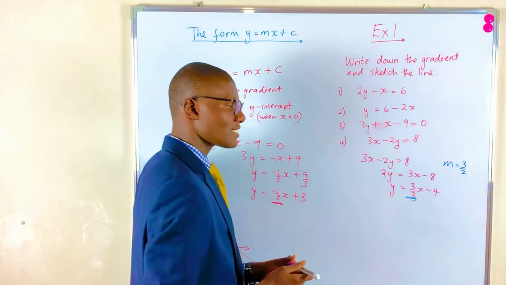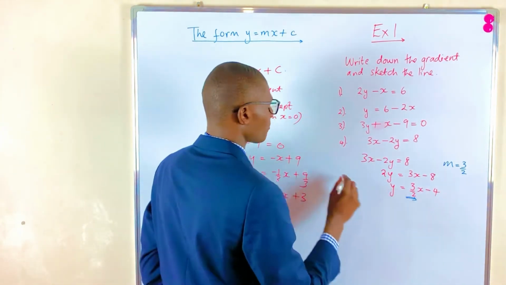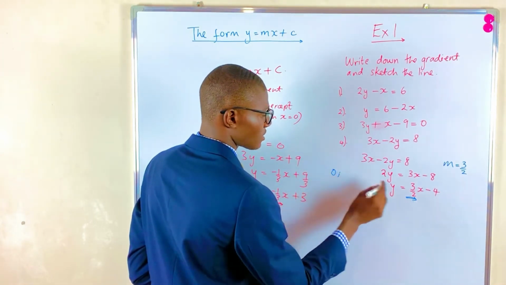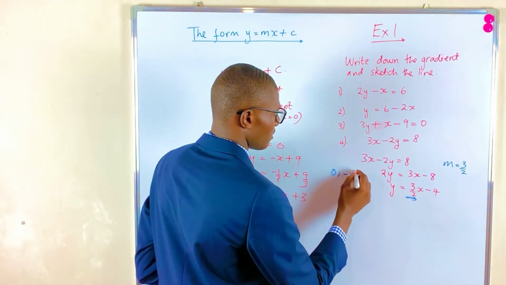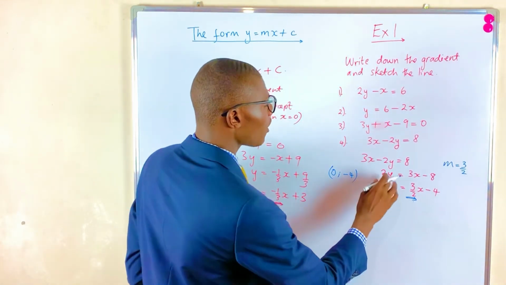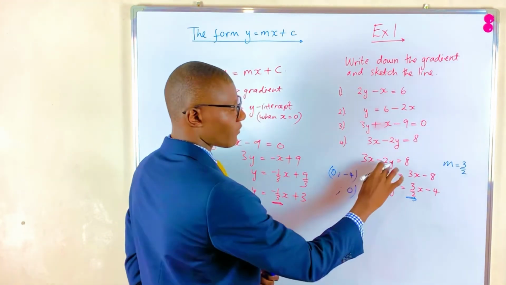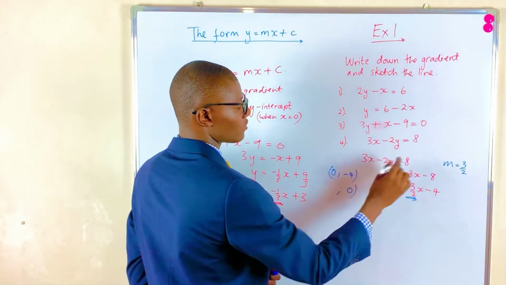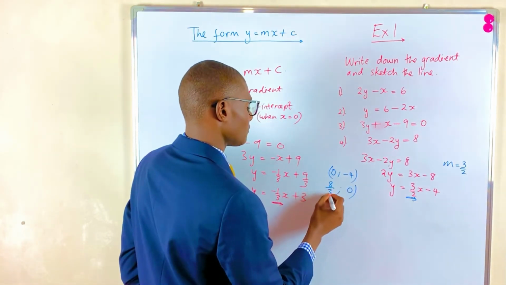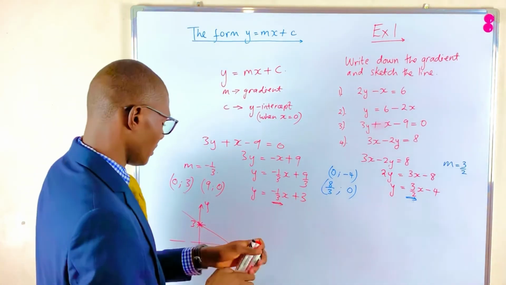Then the intercepts that we need, we're saying when x is 0, y is equal to minus 4. So this is the y-intercept. And now when y is 0, x would be 8 over 3. Right, like that. So these are the two intercepts that we need.